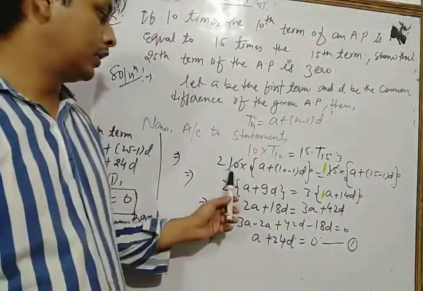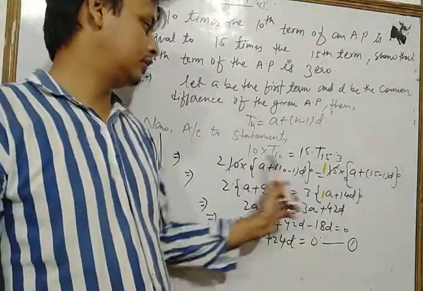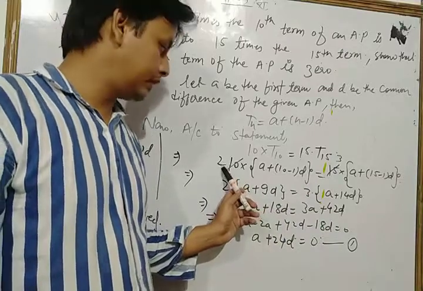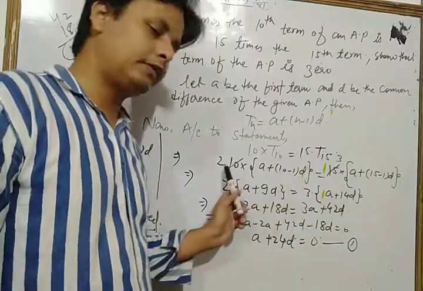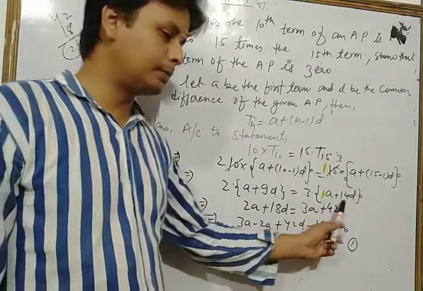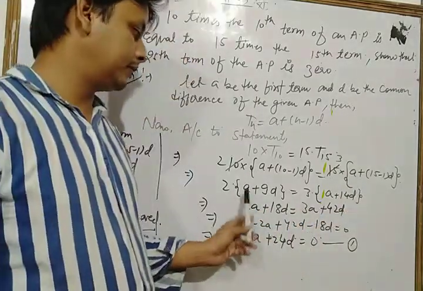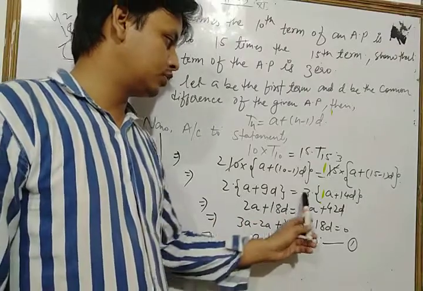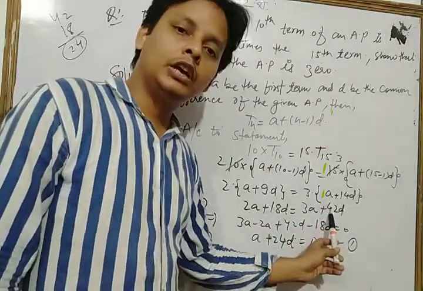Now solving that, 5 3s are 15, 5 2s are 10, so we get 2 into a plus 9d is equal to 3 into a plus 14d. Now 2a plus 2 9s are 18d is equal to 3a plus 3 14s are 42d.